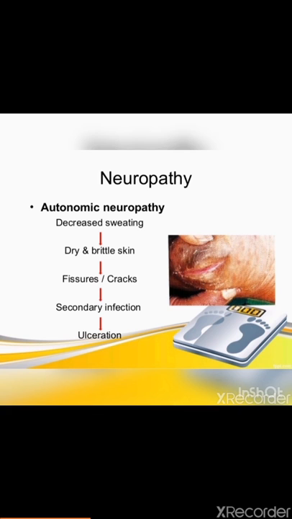Inflammation of the autonomic nerve supply leads to decreased sweating of the foot. Decreased sweating leads to dry and brittle skin, causing fissures and cracks of the foot, complicated by secondary bacterial infection.